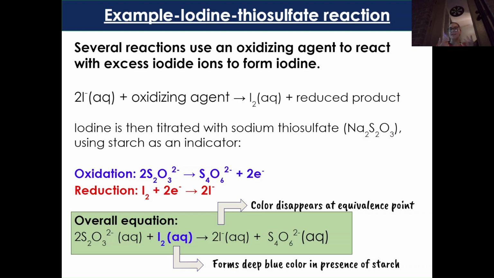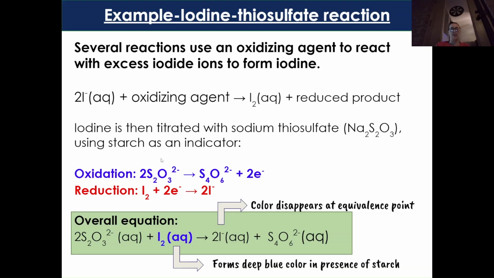So we might think that the solution is completely titrated, it's completely clear and neutralized, right? But then you add a little bit of starch and it turns a pale blue color, indicating there's still a little bit more iodine in your analyte. So you want to add a couple more drops of the sodium thiosulfate. So that's why starch is often used.